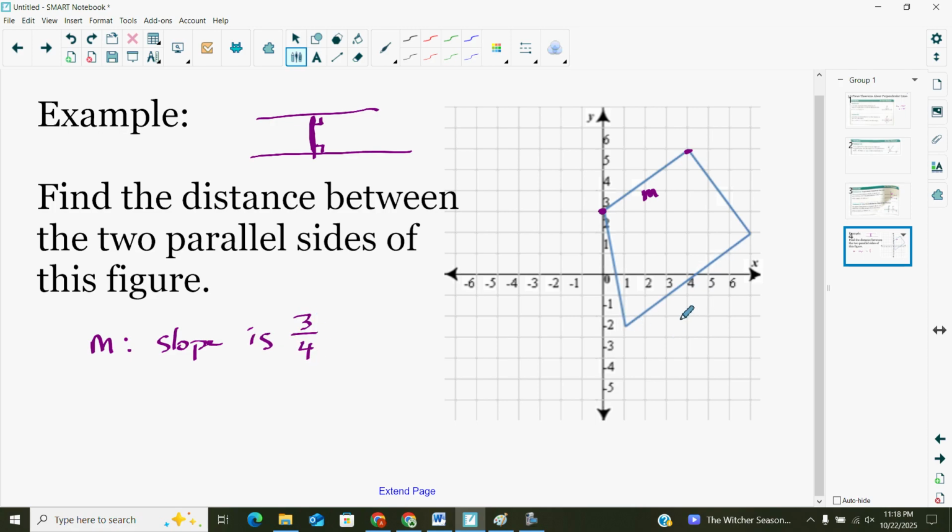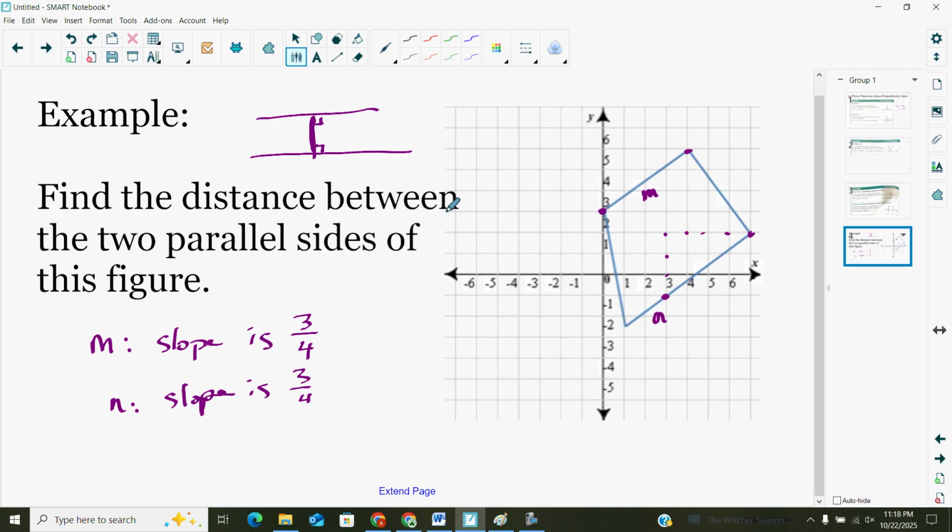This line down here doesn't pass through a point exactly here. Let's use that point right there. This one here, we're going to call this line N. Up 1, 2, 3 over 1, 2, 3, 4. Yeah, so the slopes are the same. So because they have the same slope, we know that lines M and N are parallel.